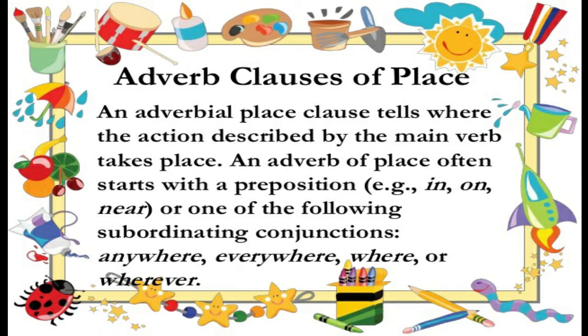Next we have adverb clauses of place. You can understand, right, where an action takes place. An adverbial clause of place tells where the action described takes place. They begin with prepositions like in or near, or one of the subordinating conjunctions like anywhere, everywhere, where, or wherever. Simple. Clear?